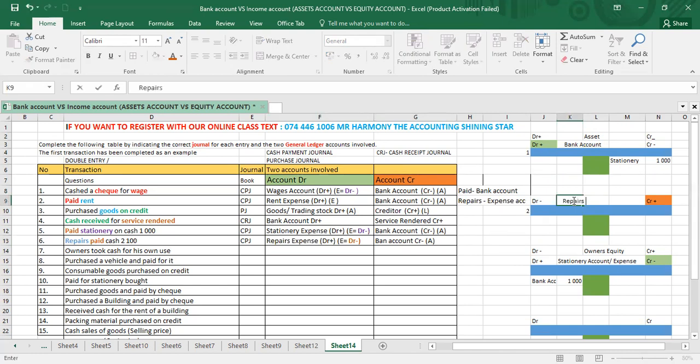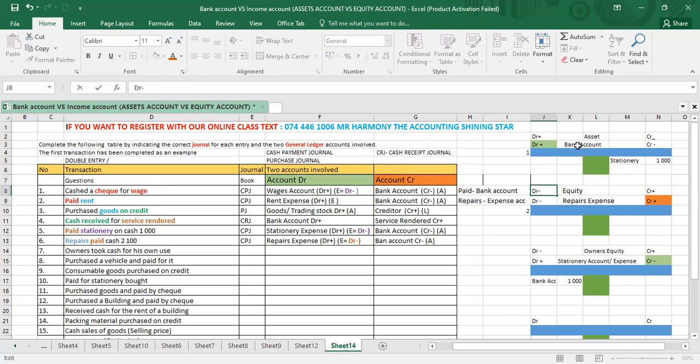We know that repairs is an expense. Repairs is an expense account, right? Where does the repairs or expense fall? The expense falls under which account? Owner's equity, student. The expense falls under owner's equity. If you don't want to say owner's equity, you can just write equity. Which side does the equity increase? By nature, equity is increasing on the credit side and equity is decreasing on the debit side.